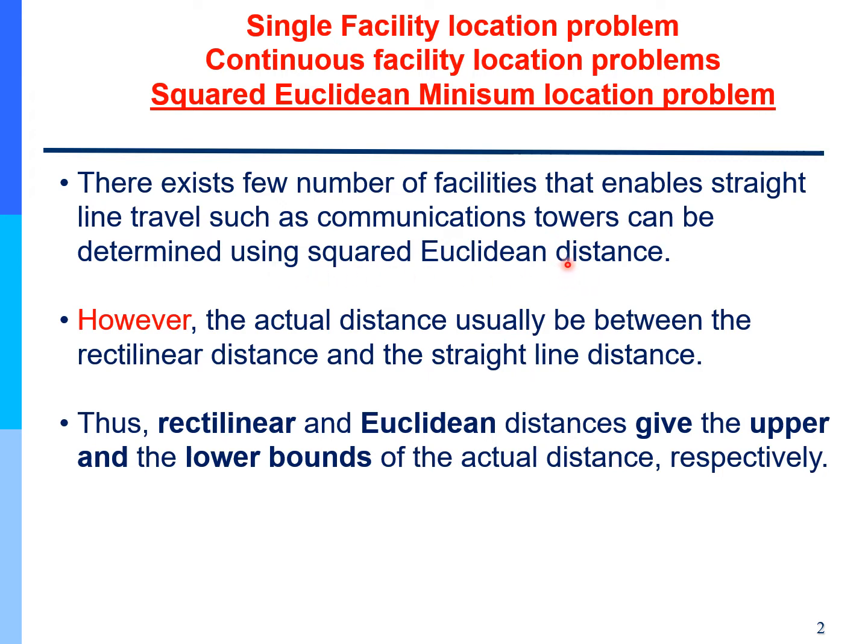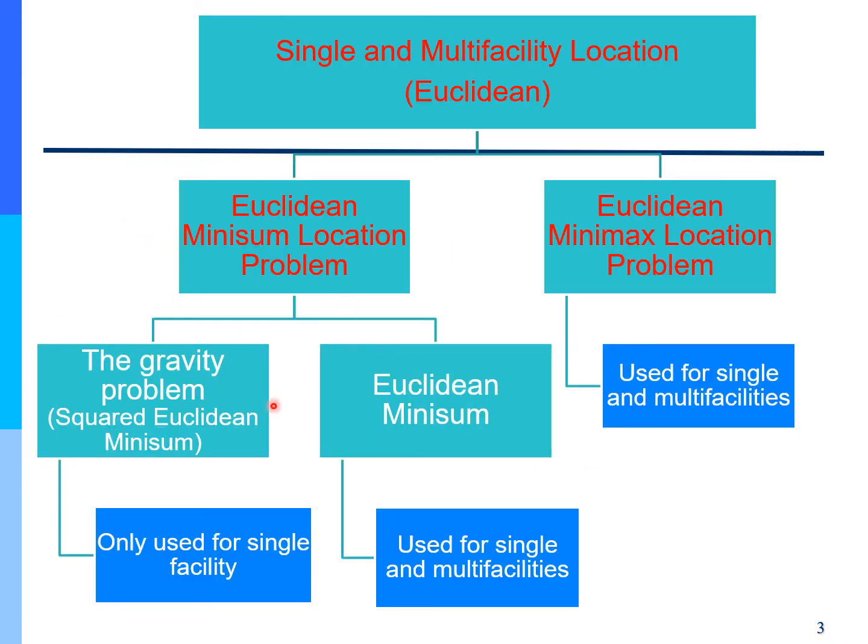And actually, this is usually valid for, for example, communication towers or radars and so on. For this squared Euclidean distance, we can still identify the optimum location easily, and we will be learning how to find it. But let me first summarize what we have.